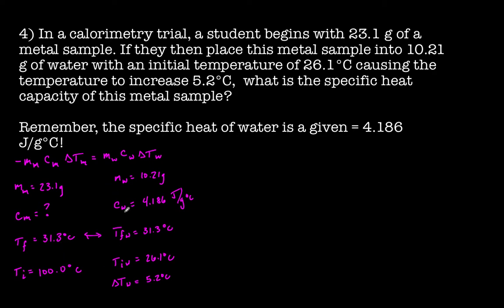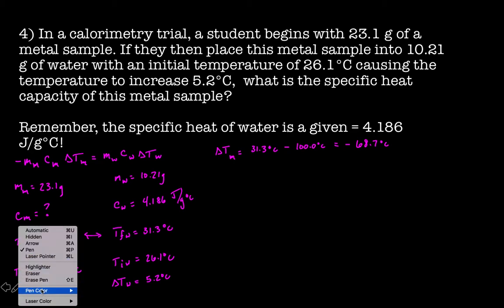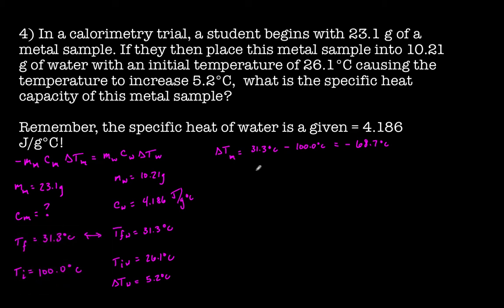So now you have all of your variables. One thing I'm going to do quickly is solve for the change in temperature of just my metal first by doing 31.3 degrees Celsius minus 100.0 degrees Celsius. It is going to be negative because it's exothermic, and that's what, 68.7, I think? 7 degrees Celsius. Now, let's rearrange and plug it in. Let's change colors. Let's go into a nice green. And let's do it. Again, this C of M here, this is my unknown. This is what I'm trying to solve for.